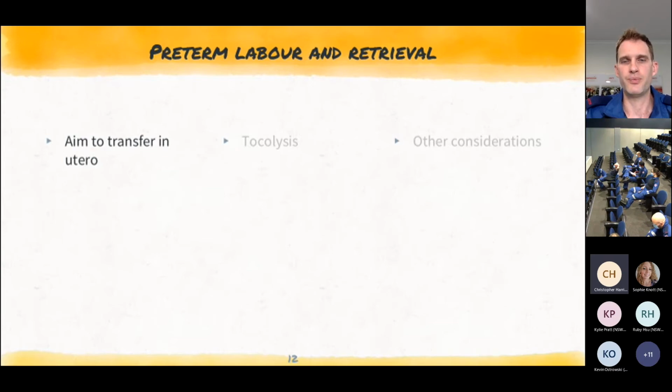The only exception to this is if the transport would put the mother's life at risk, in which case, obviously, it's better to manage that on site, and then obviously would need a NETS retrieval for a newborn delivery there.